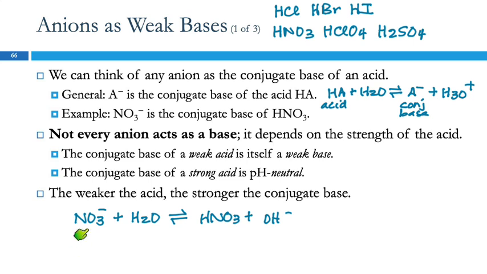So when this acts as a base, it produces a strong acid. Well, what do strong acids do? Why are they strong? They ionize completely. Right? If we write the equation for nitric acid ionizing, we draw a single-headed arrow, and we're going to get H3O plus and NO3 minus. This is a strong acid.